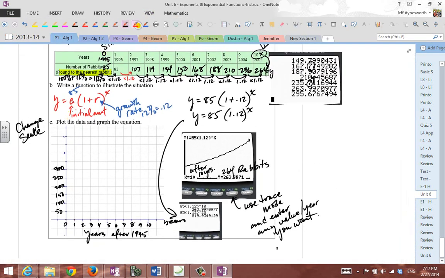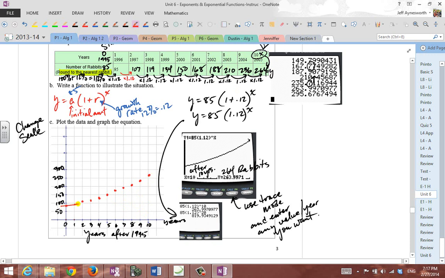0, 85. Roughly here, it's an intercept right here. 1, 95. A little bit higher. 2, 107, so a little higher. 3, 119, a little bit higher. 4, 134, a little bit higher. 5, 150, a little bit higher. 6, 168, a little bit higher, right? 7, 188, a little bit higher than that. 8, 210, a little bit higher than 200. 9, 236, right about there. And 10, 264, right about there. So there's my growth curve.